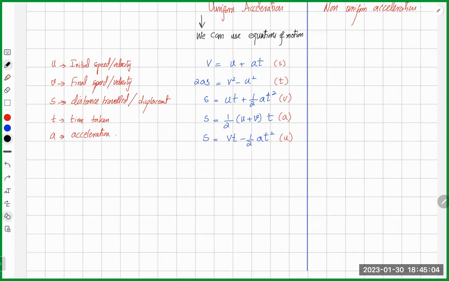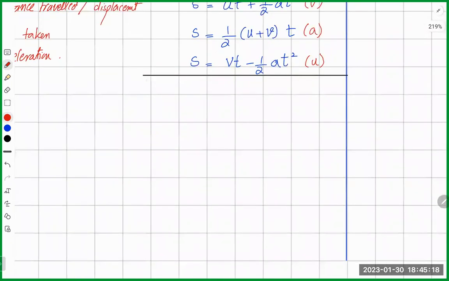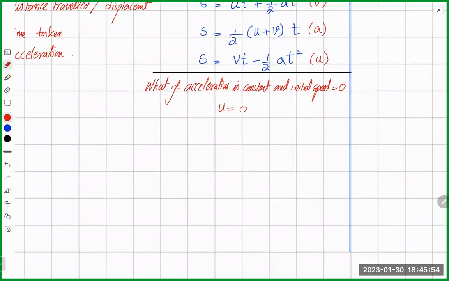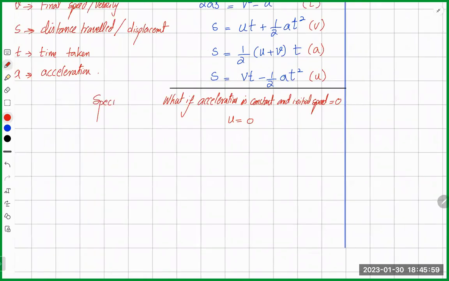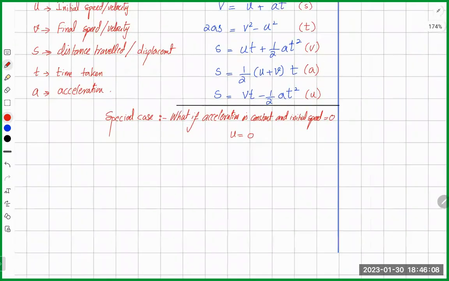Now, let me put one more condition on the same thing. What if acceleration is constant and the object starts from rest? If an object starts from rest and acceleration is constant, that means u equals 0. This can be put as a special case. If u equals 0, all above formulas can be customized.